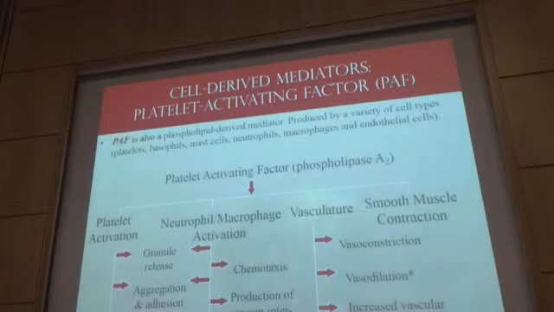Okay, platelet activating factor, another cell-derived mediator. This is just to show you that it's also produced by phospholipase C, and it can have effects on activation of neutrophils and macrophages, effects on the vasculature. This is just listing all the effects, including activation of platelets, and it's a lot more potent than histamine. So the beginning is histamine, but the mediators that come later on are actually a lot more potent than the initial response.